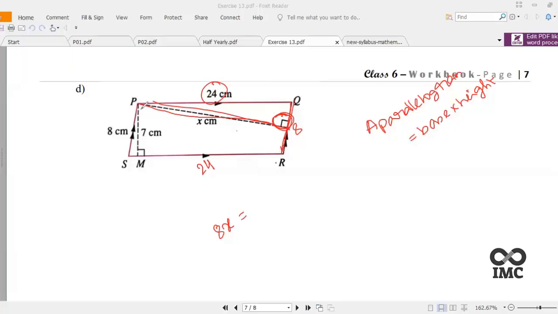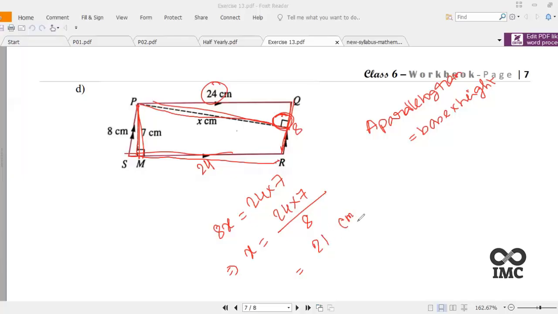Equal to, we can find out this area in another way, where this one represents base and this one represents height. Base, height, where base represents 24 and height represents 7. Done. Just find out the value of x from this equation. So here the value of x will be 24 multiplied by 7 by 8. So 24 by 8 will be 3. 3 multiplied by 7 will be 21. So 21 centimeter will be the final answer.